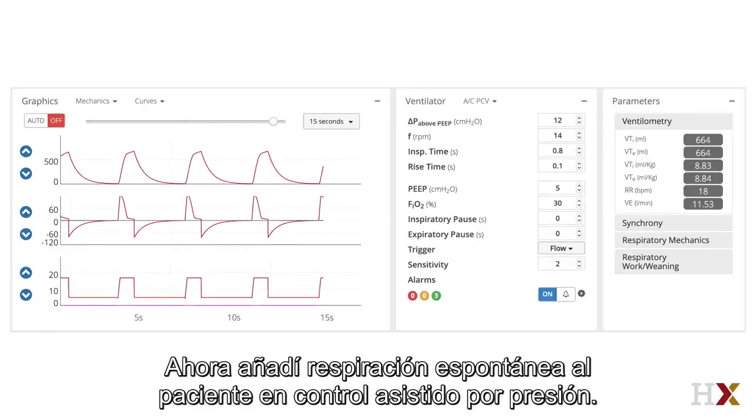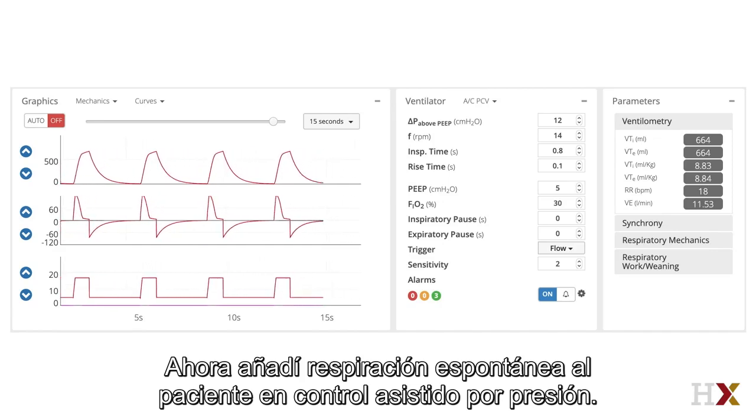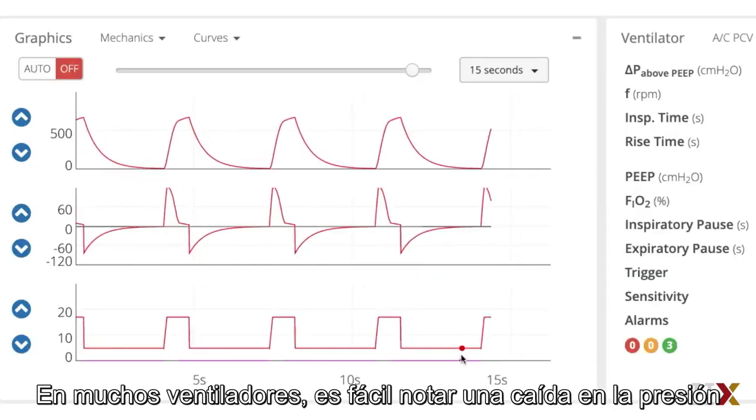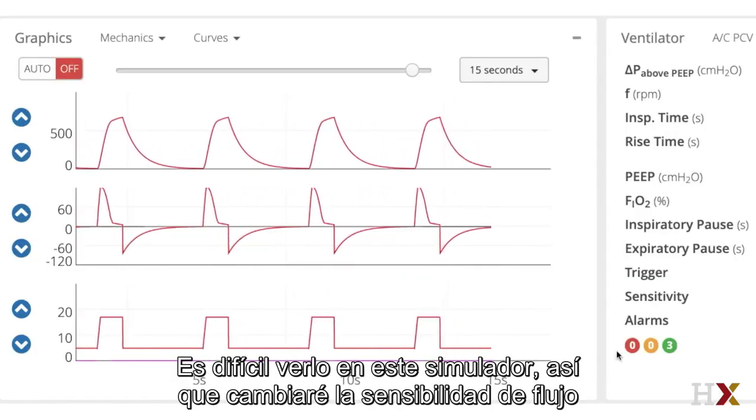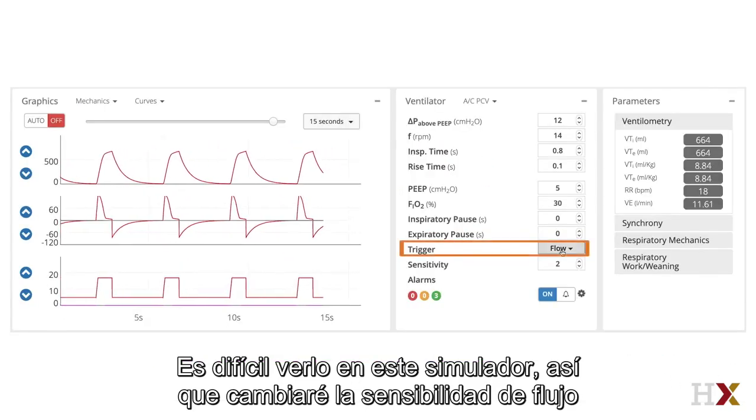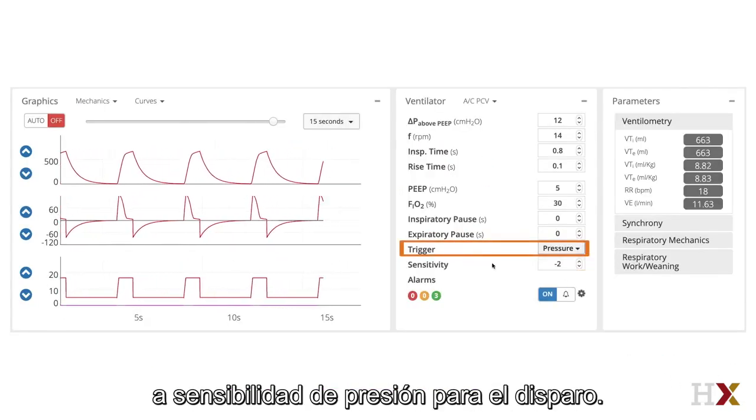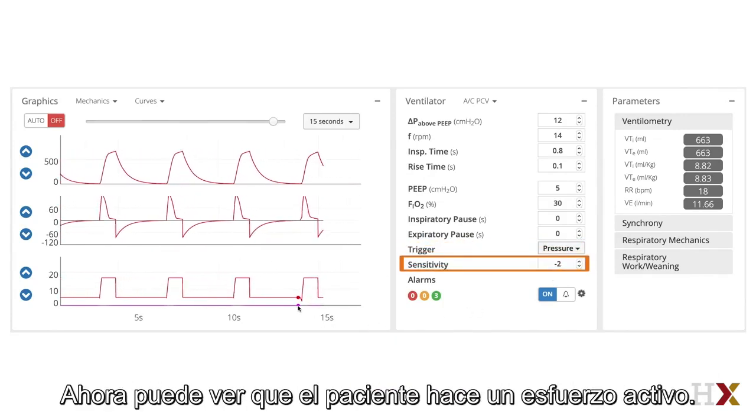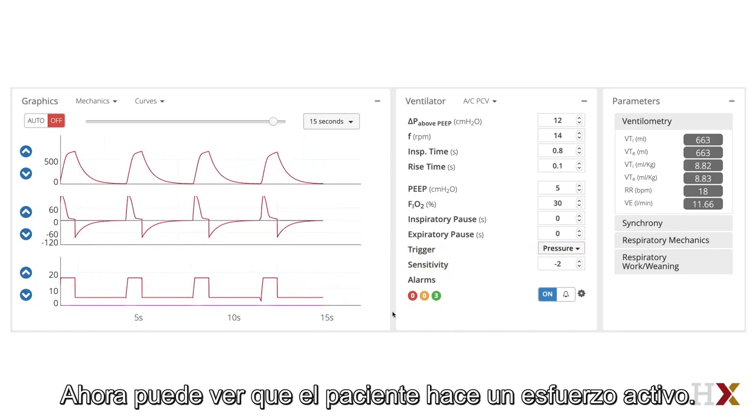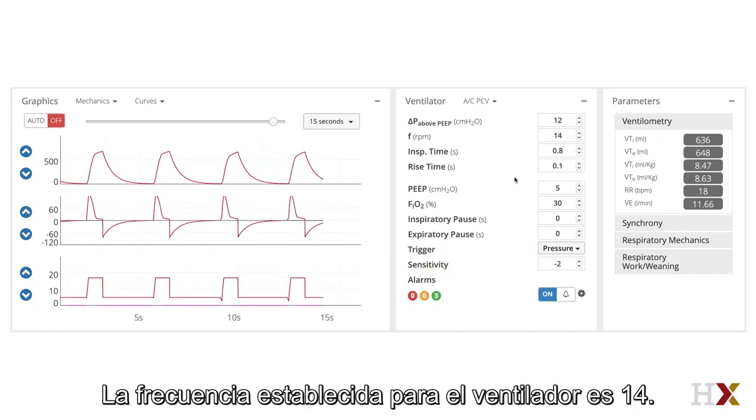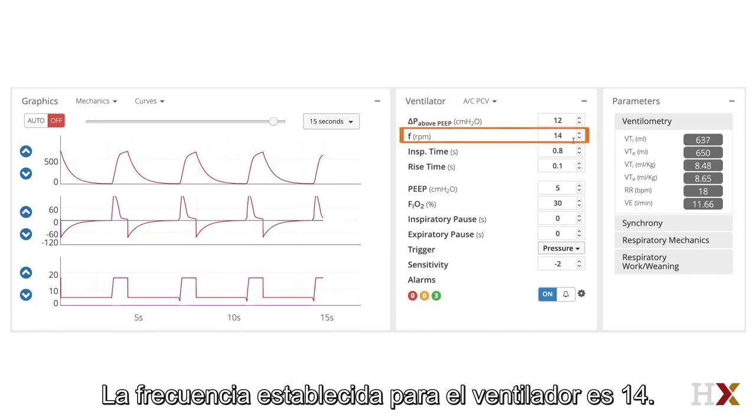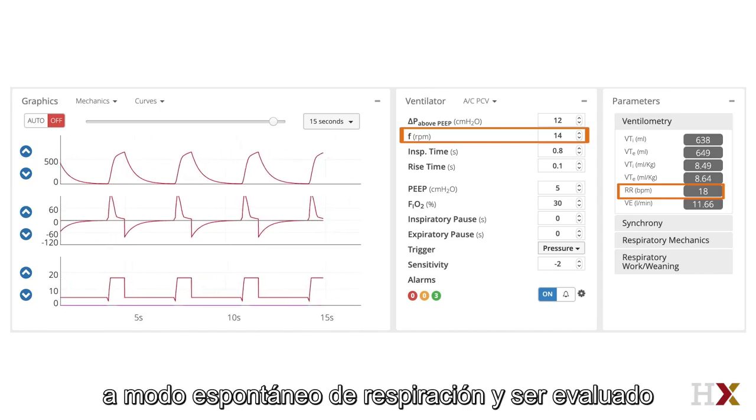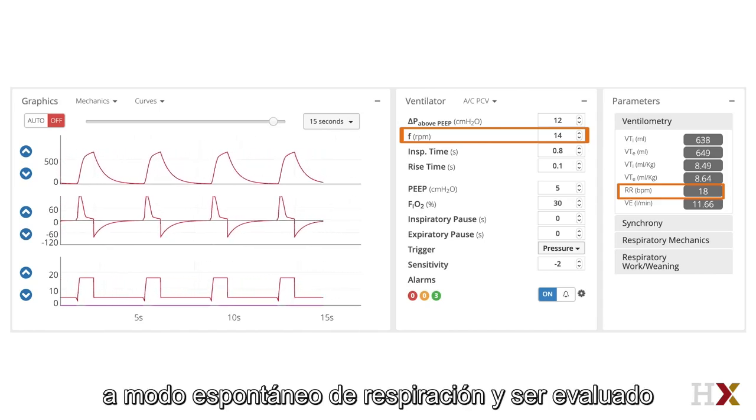I've now added spontaneous breathing to the patient on pressure assist control. Now, on many ventilators, it is easy to notice a little dip in pressure prior to the onset of the breath. It's difficult to see in this simulator, so I will change the flow sensitivity to pressure sensitivity for trigger, and then you will see a drop of -2 is required to trigger the ventilator. Now you can see that there is an active effort being made by the patient. The ventilator set frequency is 14. And the patient is breathing 18. This patient is now ready to be transitioned to a spontaneous mode of breathing and assessed for liberation from mechanical ventilation.